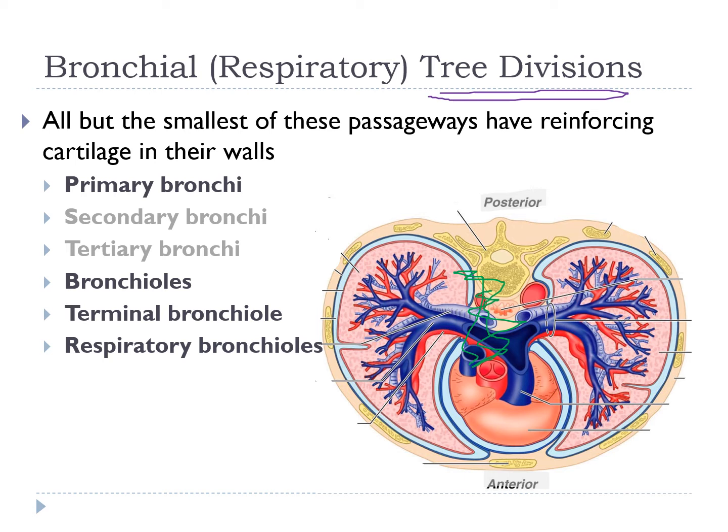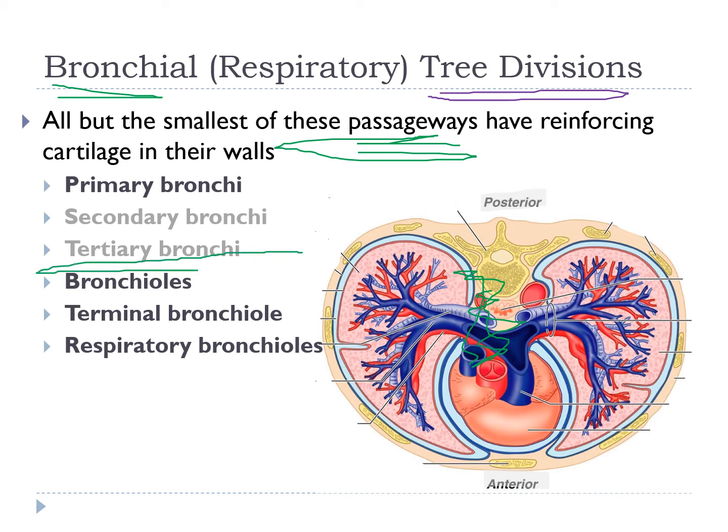So just understand those concepts. But actually, that's not the end of the branching of the passageways. They keep getting smaller and smaller. And the reason they're called bronchi and not alveoli is all of these primary, secondary, and tertiary bronchi, and they get even smaller than that.